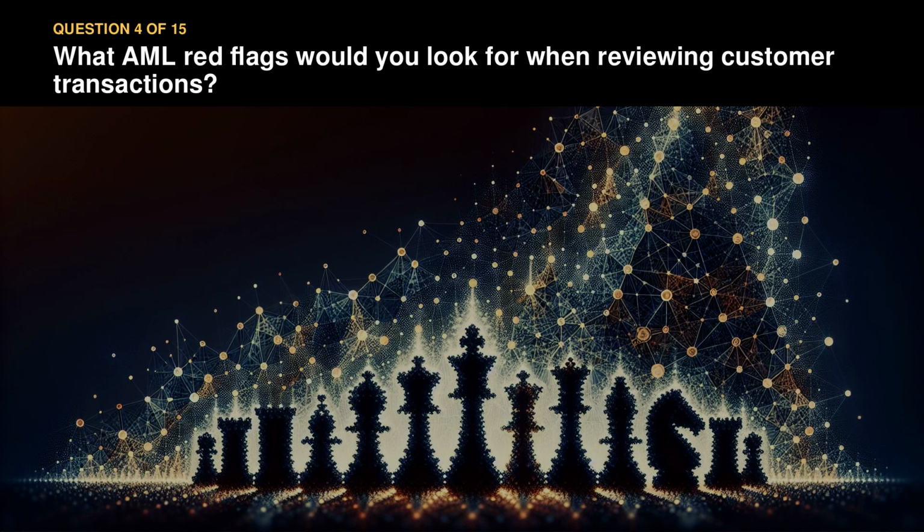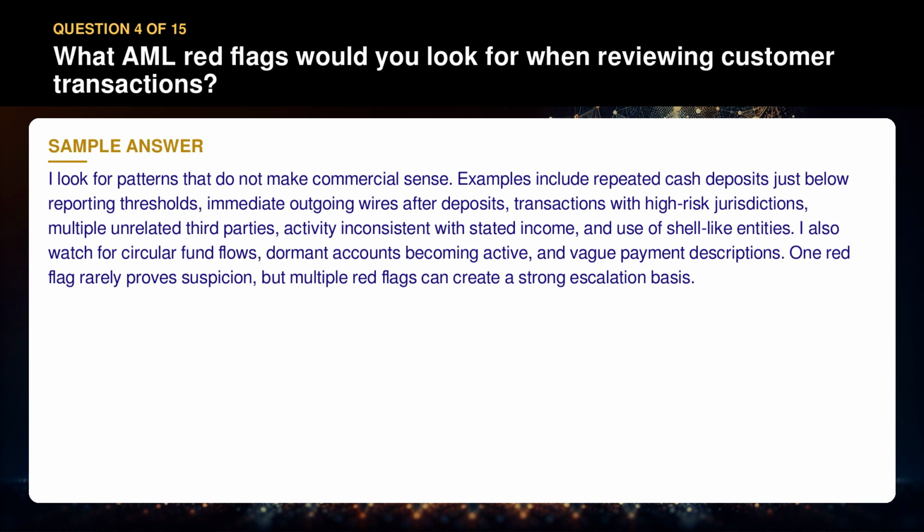Question 4. What AML red flags would you look for when reviewing customer transactions? I look for patterns that do not make commercial sense. Examples include repeated cash deposits just below reporting thresholds, immediate outgoing wires after deposits, transactions with high-risk jurisdictions, multiple unrelated third parties, activity inconsistent with stated income, and use of shell-like entities. I also watch for circular fund flows, dormant accounts becoming active, and vague payment descriptions. One red flag rarely proves suspicion, but multiple red flags can create a strong escalation basis.